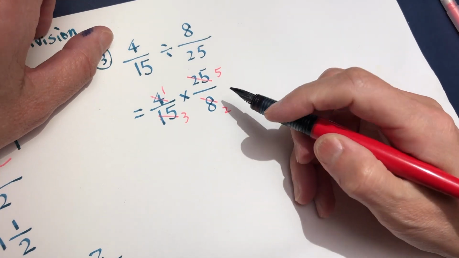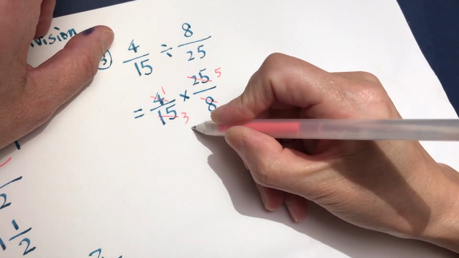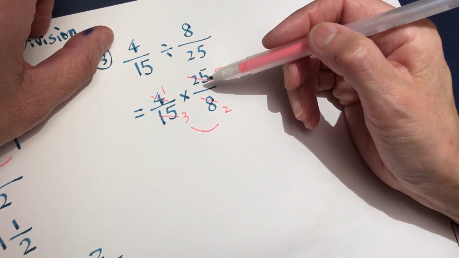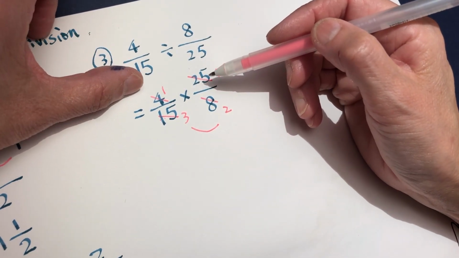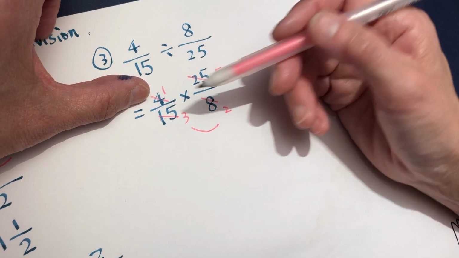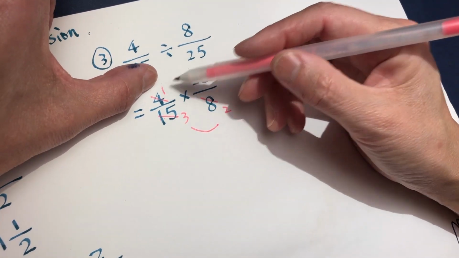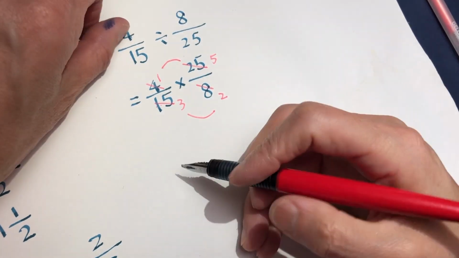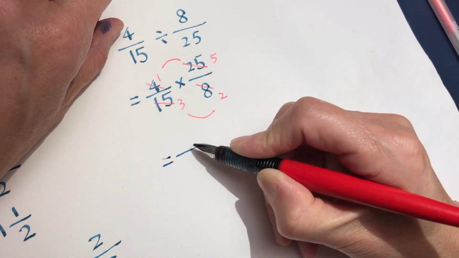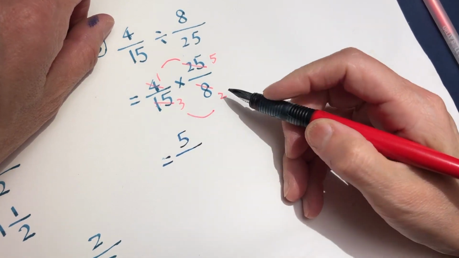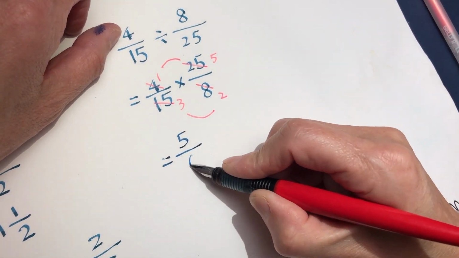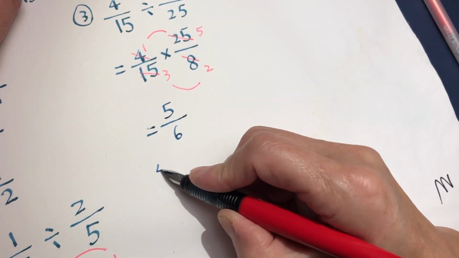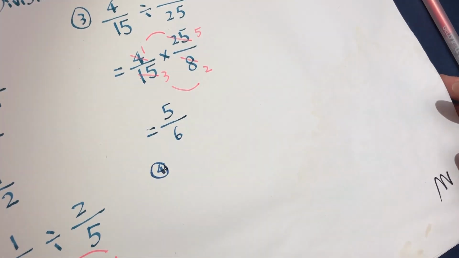This way, 3 times 2 is much easier than 15 times 8. 4 times 25, although you know it's 100, 4 quarters makes 100, but still 1 times 5 is so much easier, right? 1 times 5 is 5, 3 times 2 is 6. Easy peasy lemon squeezy. Okay, number 4, we make another problem.